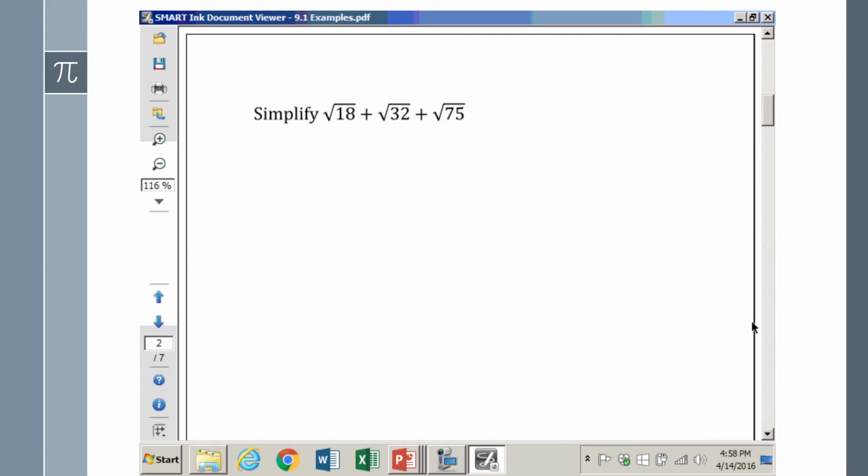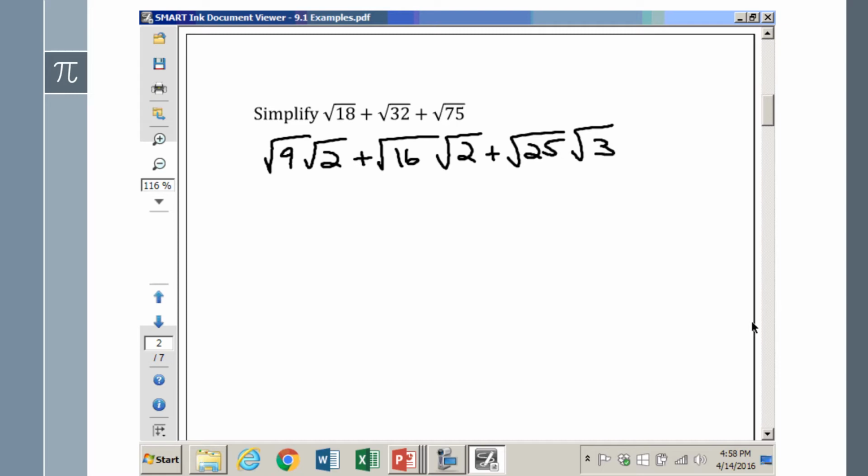The next problem we're going to be looking at is a simplification of radicals that we're going to be adding together. So we're going to take the square root of 18 plus the square root of 32 plus the square root of 75. In doing so, the first thing we want to do is go back to our initial methodology. What's the largest perfect square that goes into 18? That would be the square root of 9 times the square root of 2. Again, square root of 16 times the square root of 2. And the last one would be the square root of 25 times the square root of 3.